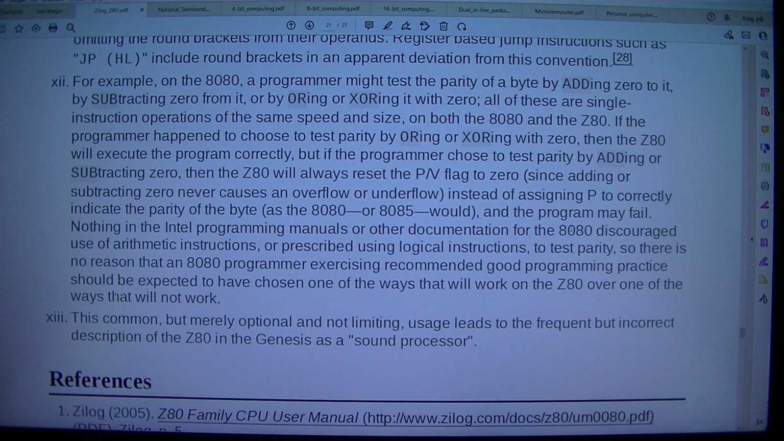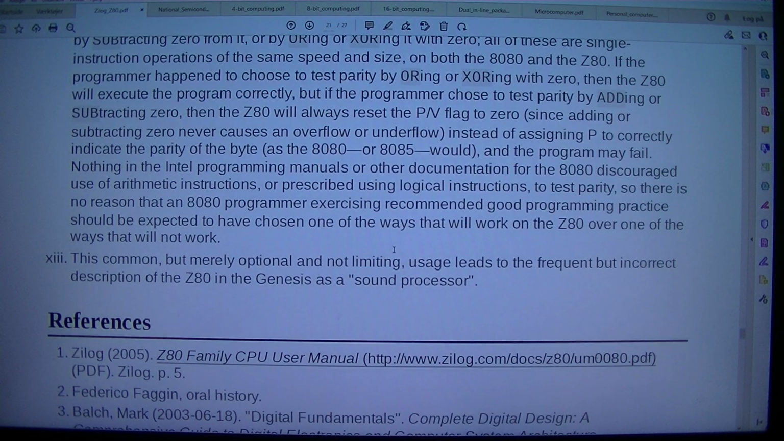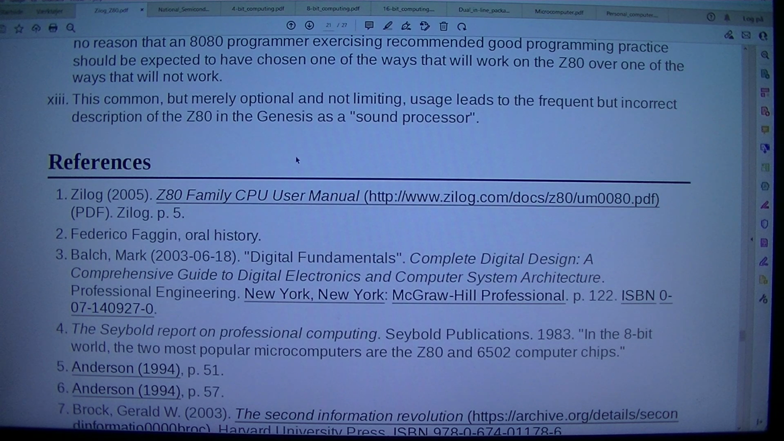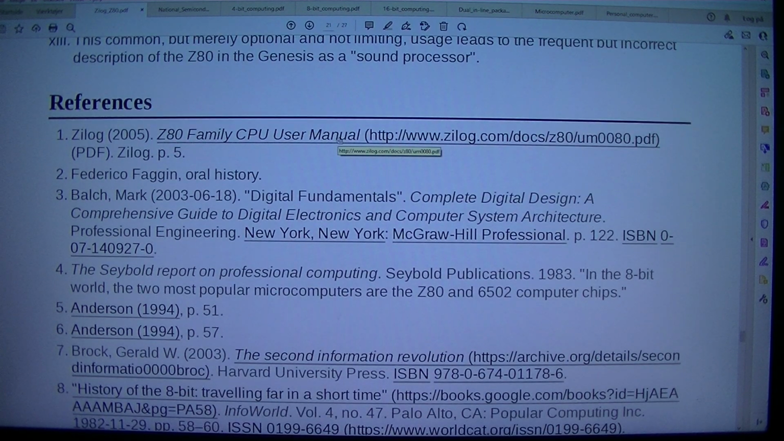Nothing in the Intel programming manuals or other documentation for the 8080 discouraged use of arithmetic instructions, or prescribed using logical instructions, to test parity, so there is no reason that an 8080 programmer exercising recommended good programming practices should be expected to have chosen one of the ways that will work on the Z80 over one of the few ways that will not work. 13. This common, but merely optional and not limiting, usage leads to the frequent but incorrect description of the Z80 in the Genesis as a sound processor.